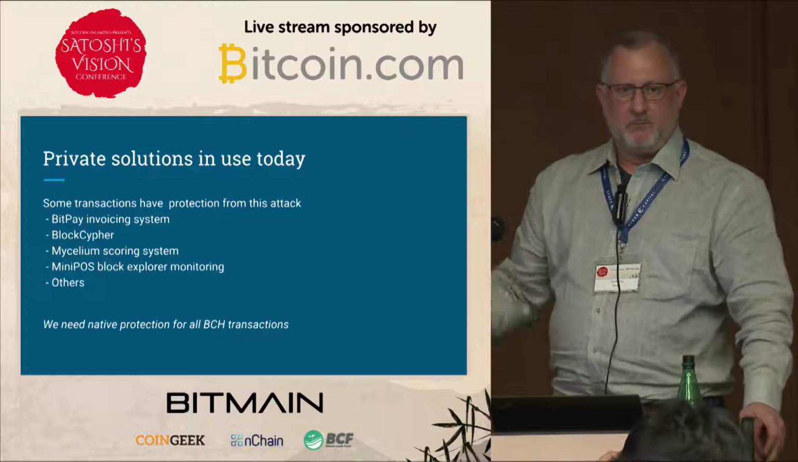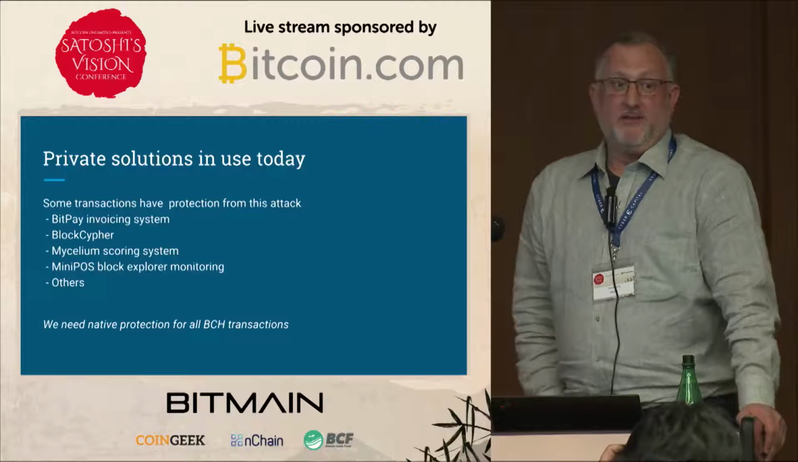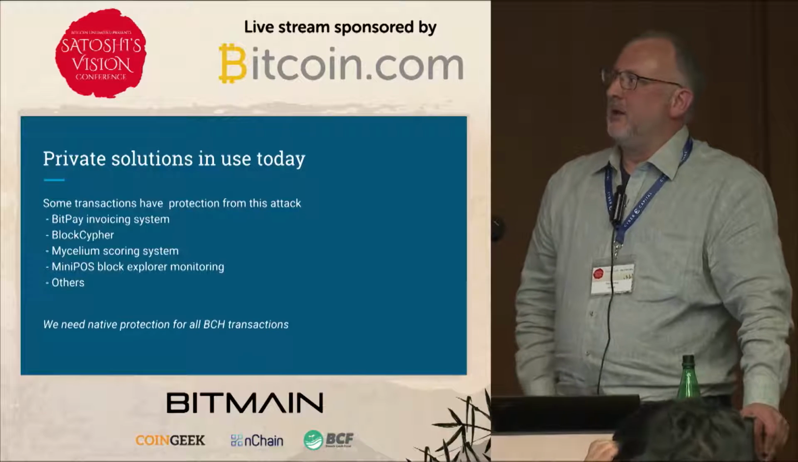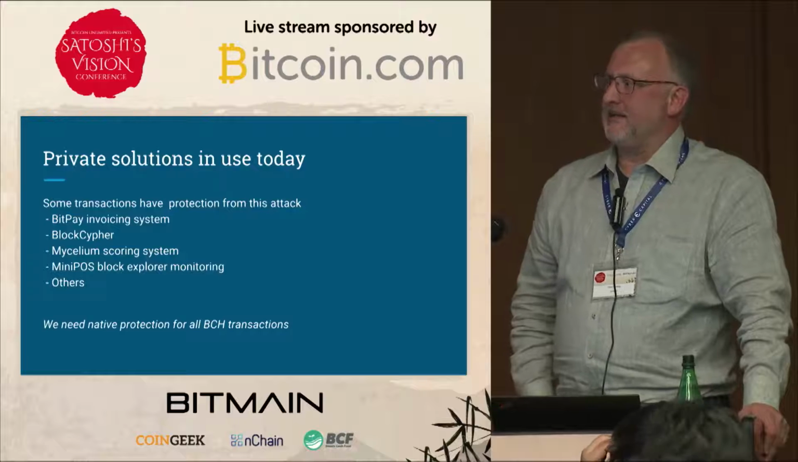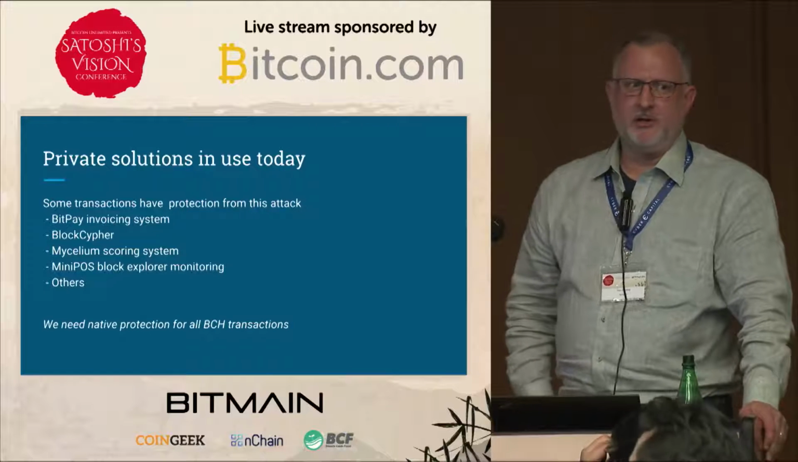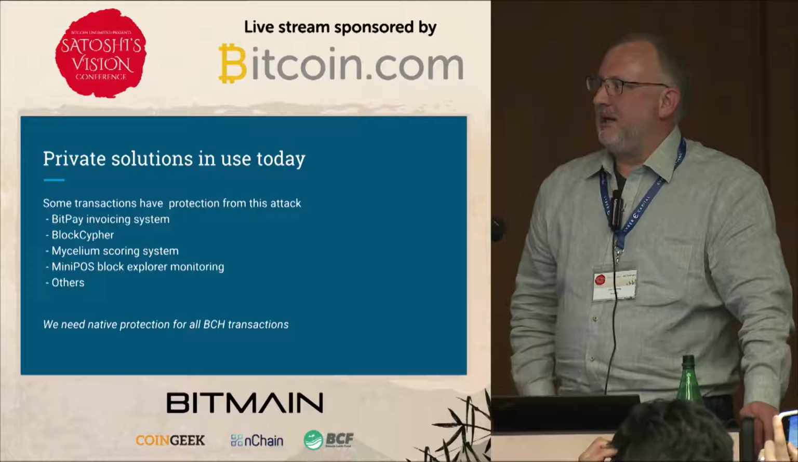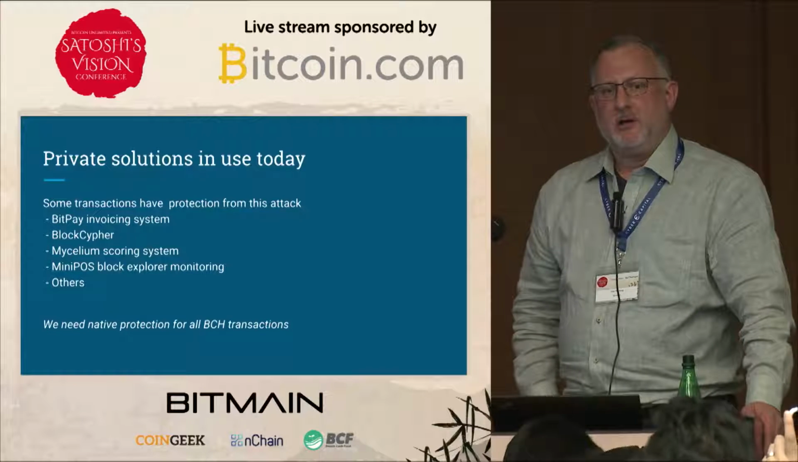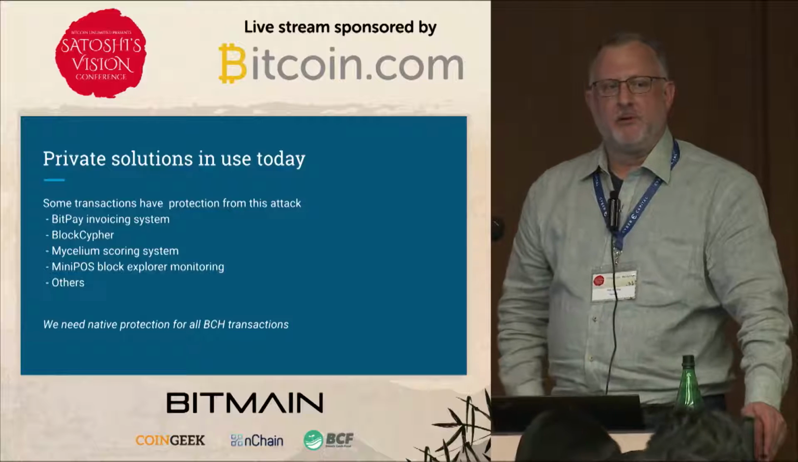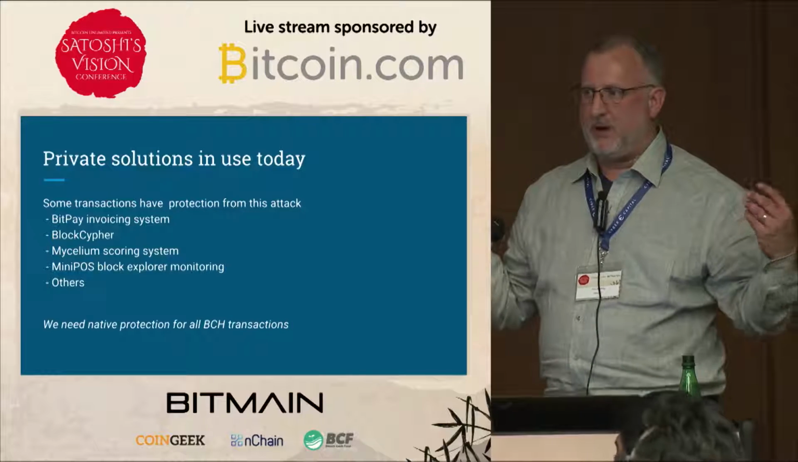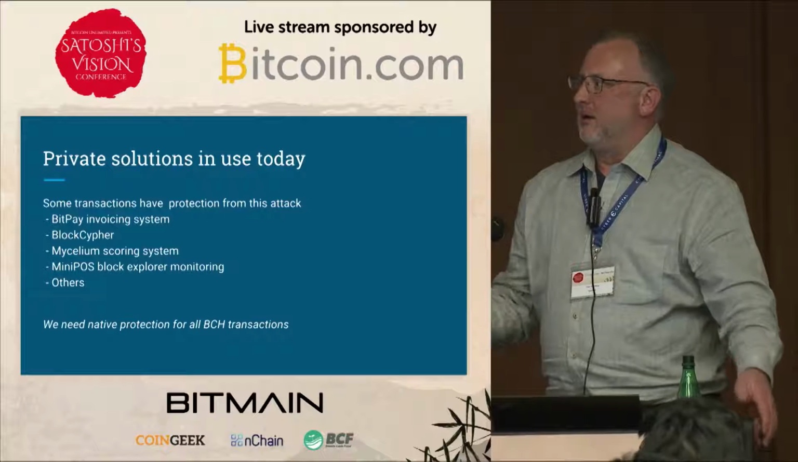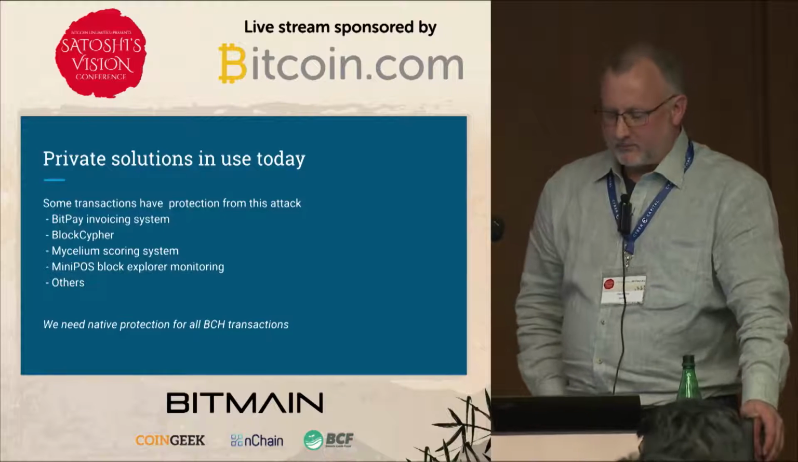to monitor for double spends and also just to check propagation. But that is probably not good enough because we need native protection for all BCH transactions. We should use the peer-to-peer network as the public double spend listening network for Bitcoin Cash.